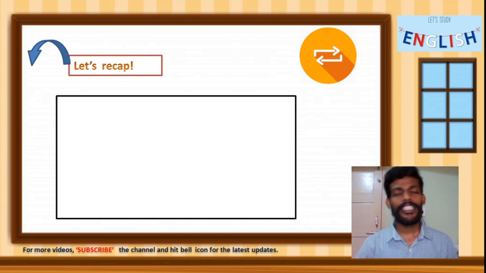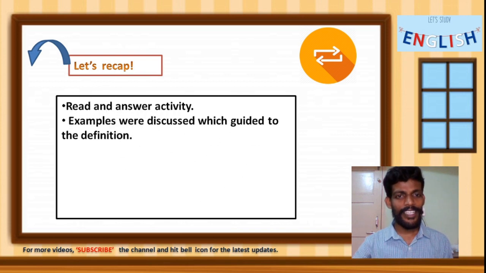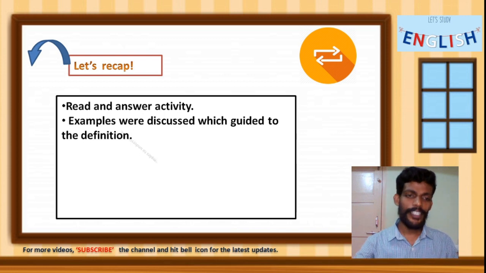Now, let's recap. What have we learned in today's class? Take just 15 seconds to try to recall what we have learned, and we will recap it now. Firstly, we started with the activity. I showed some pictures and sentences, you all looked at them and answered the questions. Later, a lot of examples were given, and that discussion guided us to find the definition of naming word or noun.